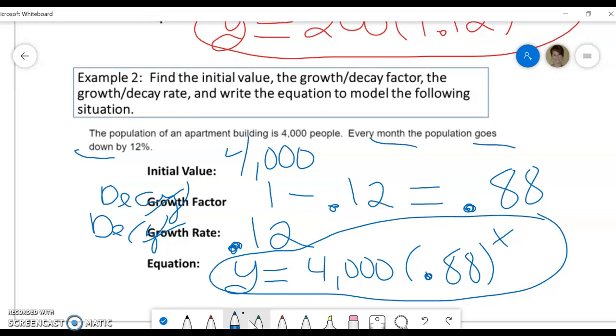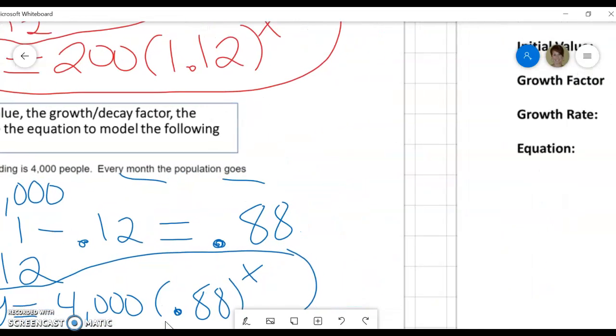So what that means is 0.88 is the percentage of people that are staying in the apartment building. That's why we subtract from 1. So 0.88 is called your growth factor. All right, let's go on. There's only 2 more examples.